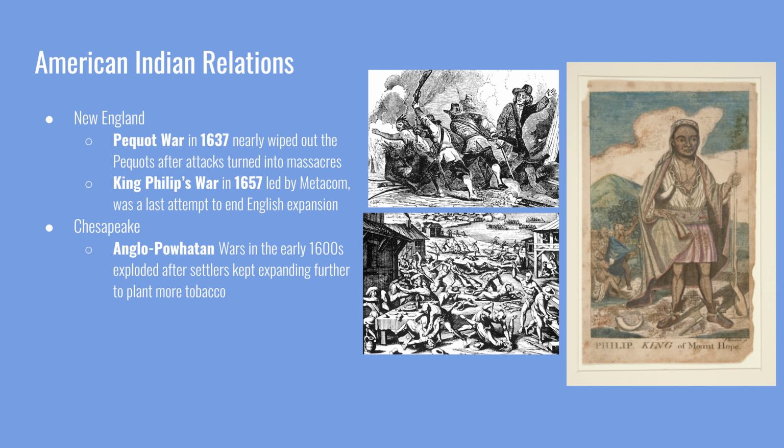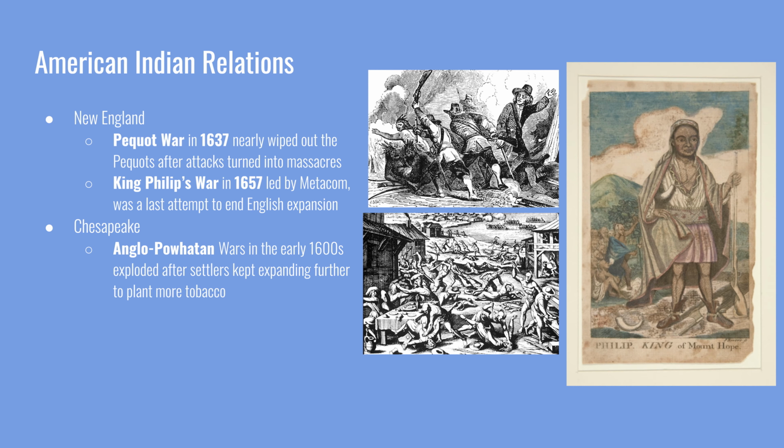In New England, colonists engaged in the Pequot War in 1637, in which the Pequots were expelled from their land in New England. Attacks that the Puritans led turned into massacres in which they killed women and children. They burned entire villages as retribution for attacks and as a way to expel them from their territory.